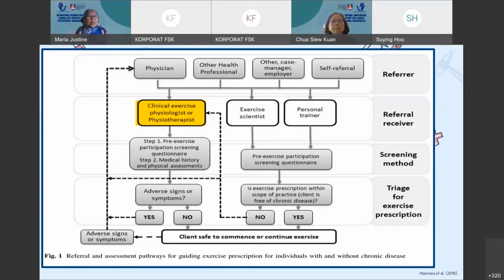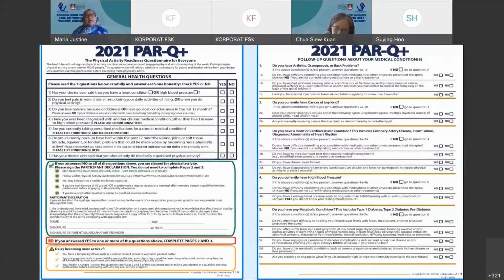And as a physiotherapist or exercise professional, you need to learn how to identify adverse signs or symptoms due to participation in exercise. So this is the PAR-Q Plus questionnaire. It is lengthy, but it's actually very simple and very fast. But I'm not going to describe PAR-Q Plus to you because this will be covered in the second session of the webinar.